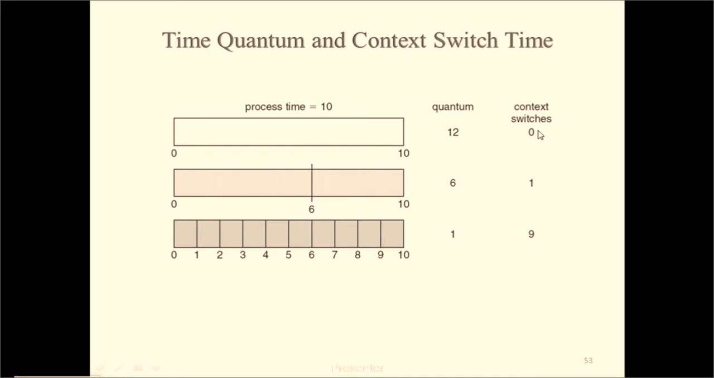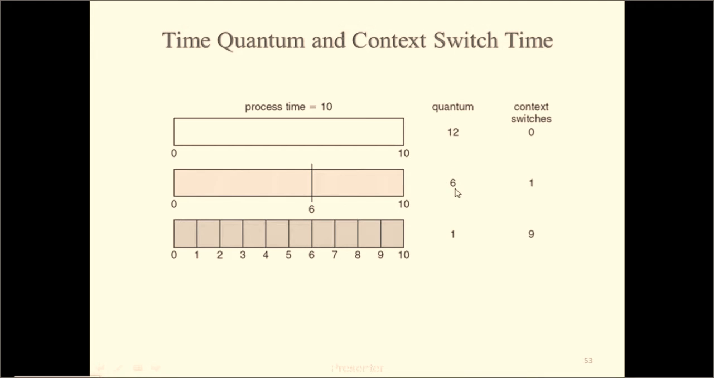So for a time quantum, for the same process, does it need a context switch? If yes, how many? That depends on the time quantum. So the process burst time is 10, fixed. Now what varies is the quantum. If Q equals 12, then obviously once CPU time is given to this process, it will complete and go out. So it won't need any context switch in its lifetime.